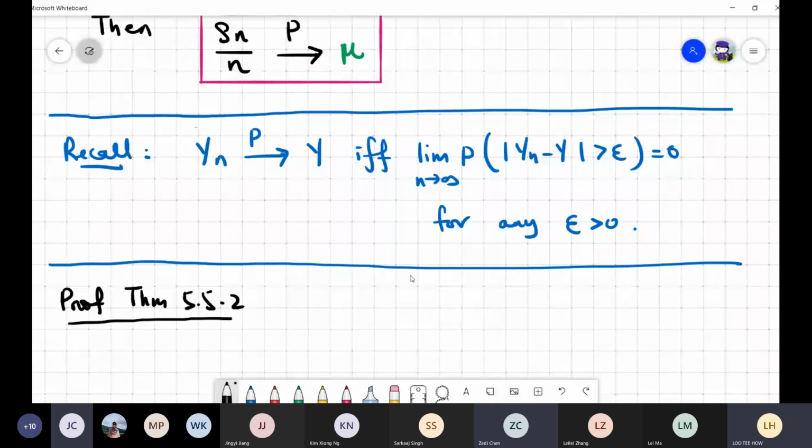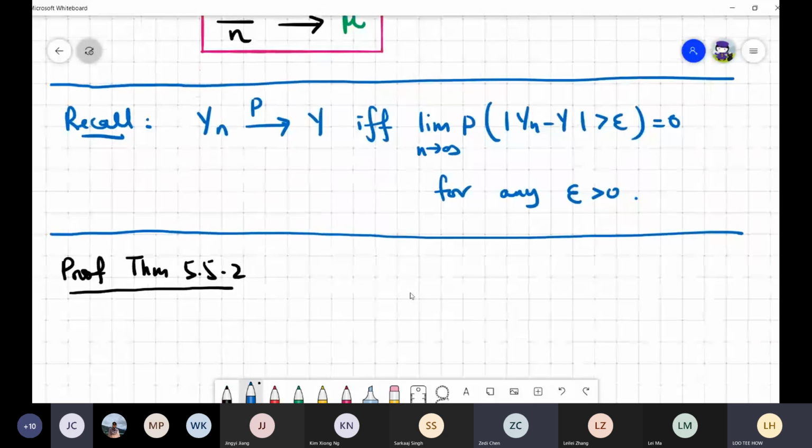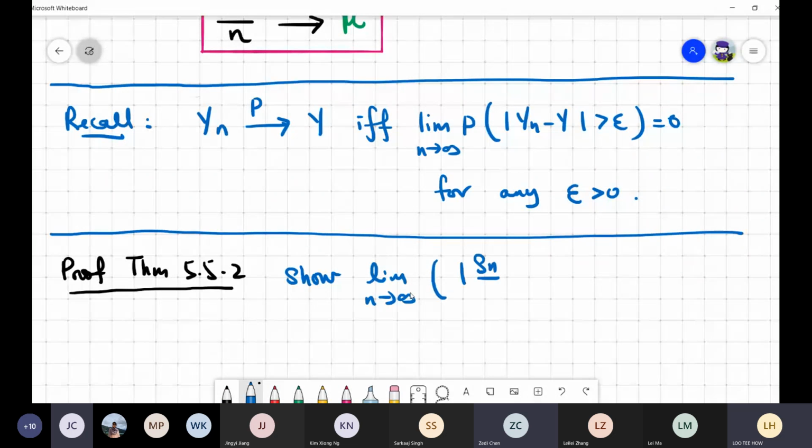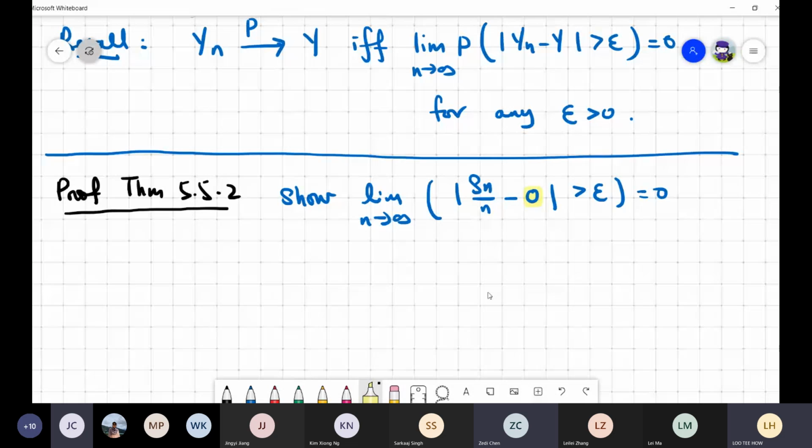If we use this, we can just replace this with 0. That means what we want to do is show that the limit as n goes to infinity of P of the absolute value of Sn over n minus 0 greater than epsilon is equal to 0. Of course, the 0 here depends on whether we put the mean to be 0. We want to show this. Now we know our objective is to verify this limit is equal to 0.